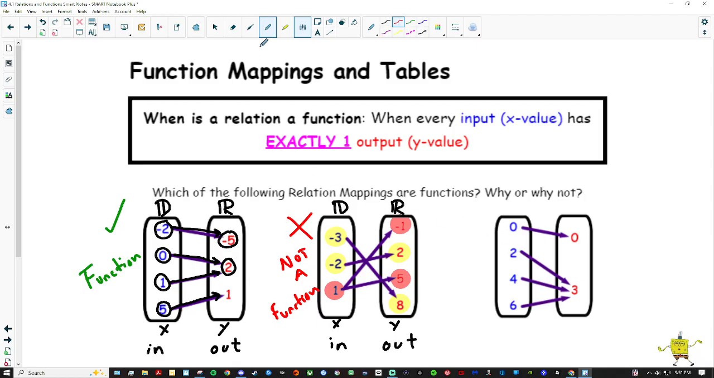Okay, last one. I'm going through. 0 has 1 output. 2 has 1 output. 4 has 1 output. And 6 has 1 output. Even though 2, 4, and 6 all output a 3, that's okay. As long as we don't get 2 outputs. See how the number 1 had 2 arrows that came off of it? That's not good. Here, every input only goes to 1 number. So that is a function.